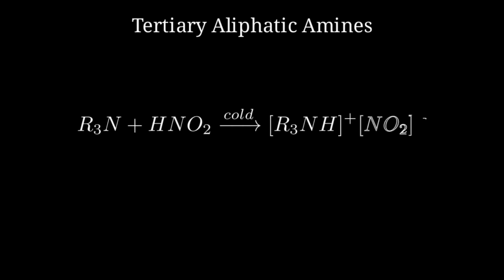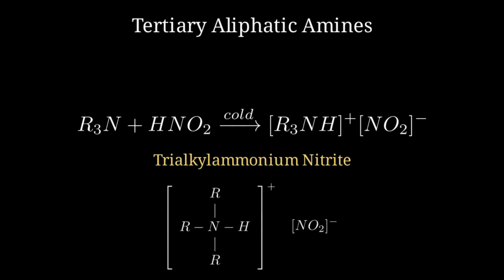Tertiary aliphatic amines behave differently. Because they lack a hydrogen atom on the nitrogen to undergo diazotization, they simply undergo an acid-base reaction to form a clear, water-soluble nitrite salt. No visible gas is produced.